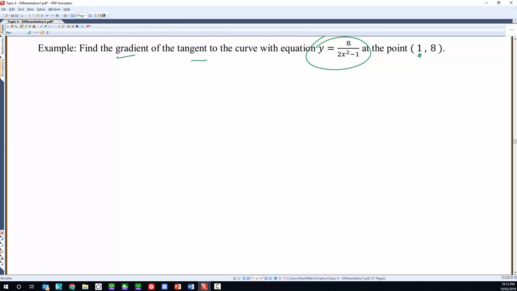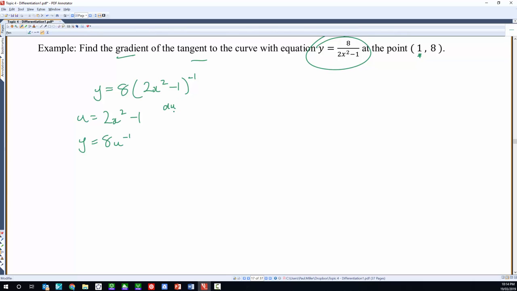And really, it looks a lot different to the problems I've been doing. It doesn't look like a composite function. But I can actually do a really quick move to make this look like a composite function. I'm going to use the negative index law to make it 8 times (2x squared take 1) to the negative 1. Okay, so here's my composite function with the inner being this and the outer being 8u to the negative 1. So let's go through the process and write our u, our inner function, 2x squared take 1. Our outer function is 8u to the neg 1.